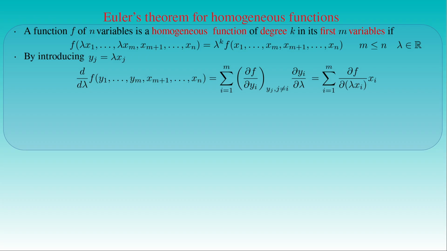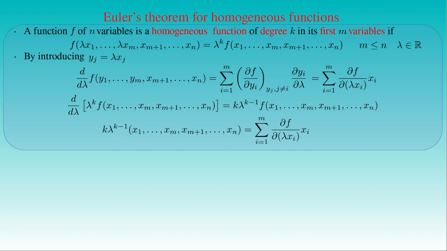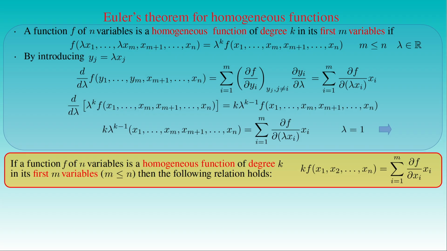Now we compute the derivative of the right-hand side of the definition of the homogeneous function f. The derivative of lambda to k times the function f with respect to lambda is equal to k times lambda to k minus 1, times the function f. By inserting these two equations into the derivative of the definition of the homogeneous function f and setting the arbitrary parameter lambda to 1, we obtain Euler's theorem for homogeneous functions, which states the following. If a function f of n variables is a homogeneous function of degree k in its first m variables, then k times the function f is equal to the sum of the derivative of the function f with respect to xi, times xi from i equals 1 to m.